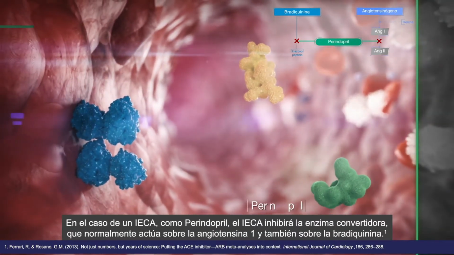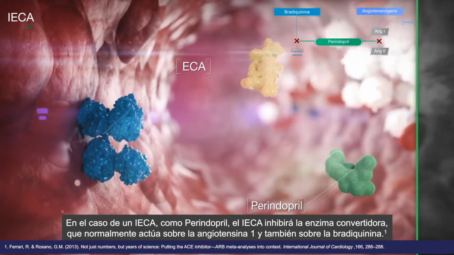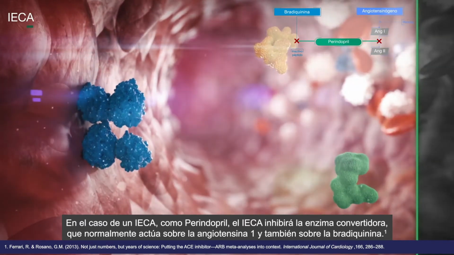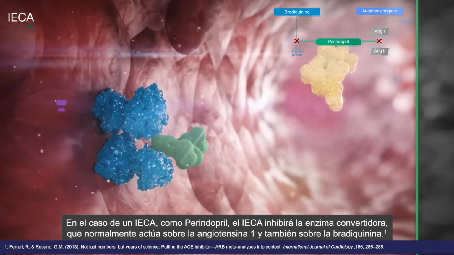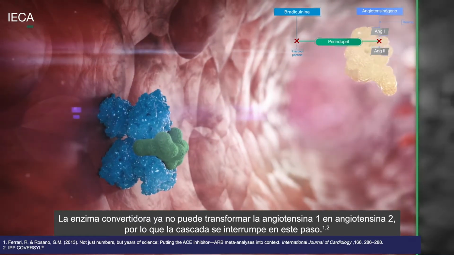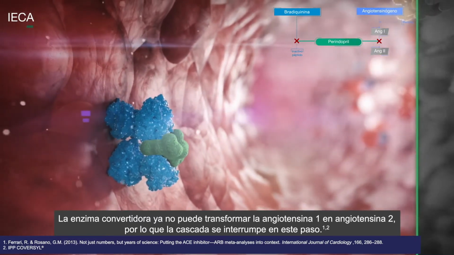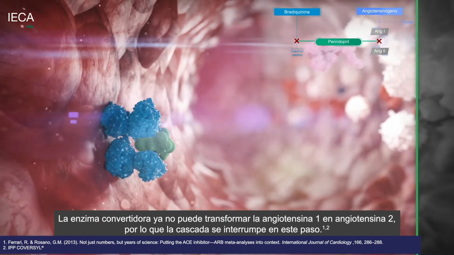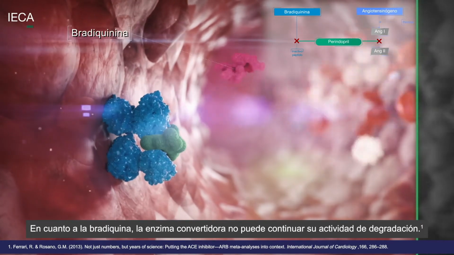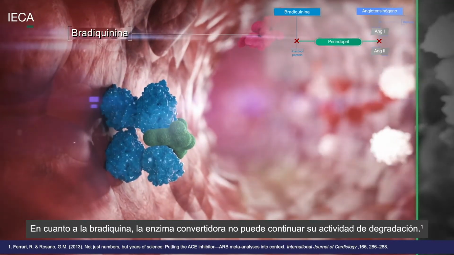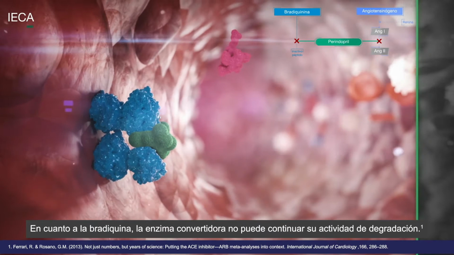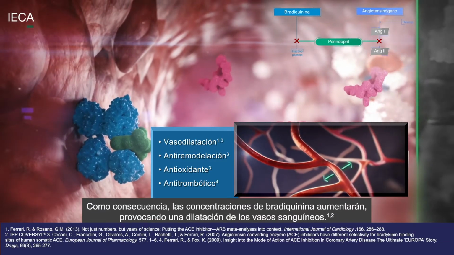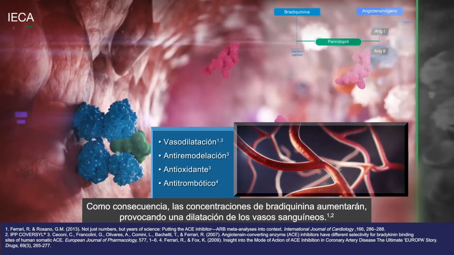In the case of ACE inhibitors like Coversil, the ACE inhibitor will inhibit the conversion enzyme that normally acts on angiotensin 1 and also bradykinin. The conversion enzyme can no longer transform angiotensin 1 into angiotensin 2, so the cascade is interrupted at this step. At the bradykinin level, the converting enzyme cannot continue its activity of degradation of bradykinin, and so bradykinin concentrations will then increase. This leads to a dilation of the blood vessels.